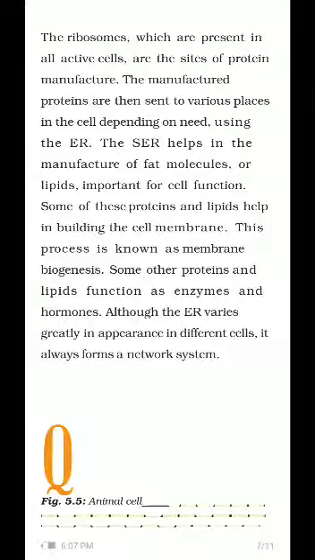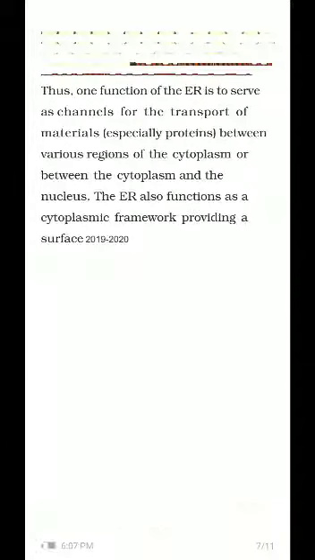Although ER varies greatly in appearance in different cells, it always forms a network system. Thus, one of the functions of ER is to serve as a channel for transport of material between various regions of the cytoplasm or between the cytoplasm and the nucleus. The ER also functions as a cytoplasmic framework providing a surface.